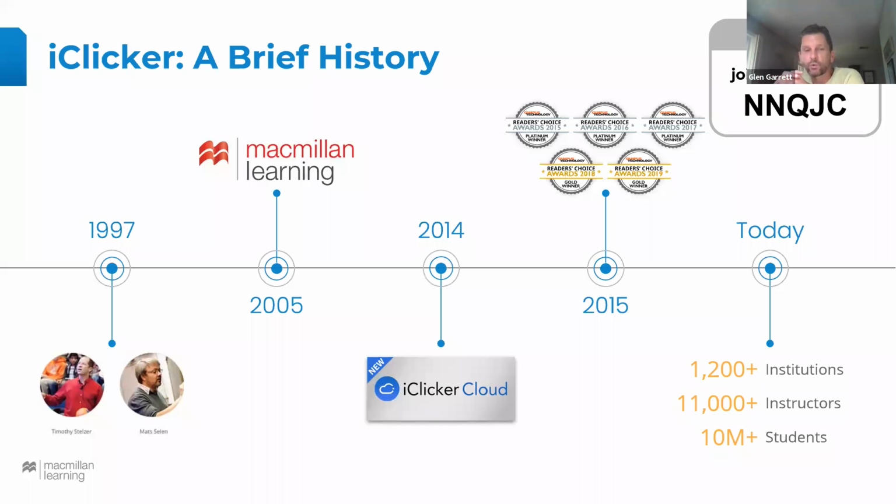Fast forward, what we're going to be talking about today is iClicker Cloud, which is our cloud-based solution. It means all of the data that you collect from your students is stored in the cloud, so you can access your information from anywhere. It also gives some additional capabilities. So if you've used iClicker Classic in the past, you will see there are some additional capabilities, and I will make a point to point that out as we go through the presentation.